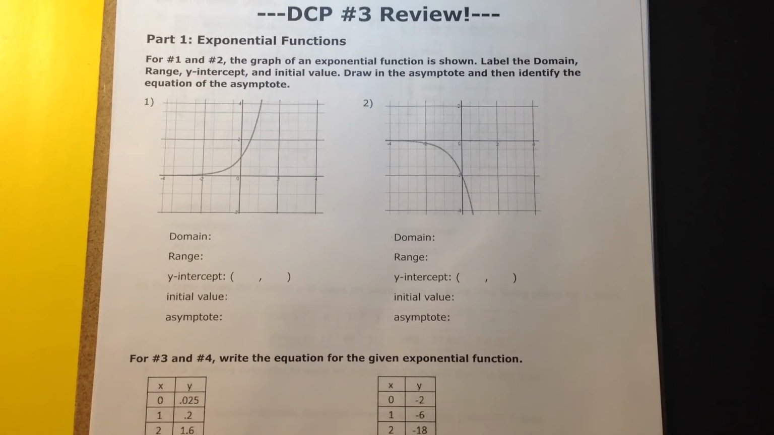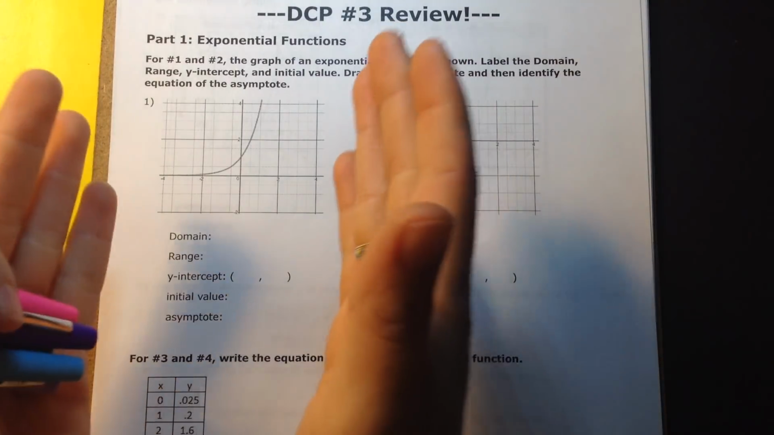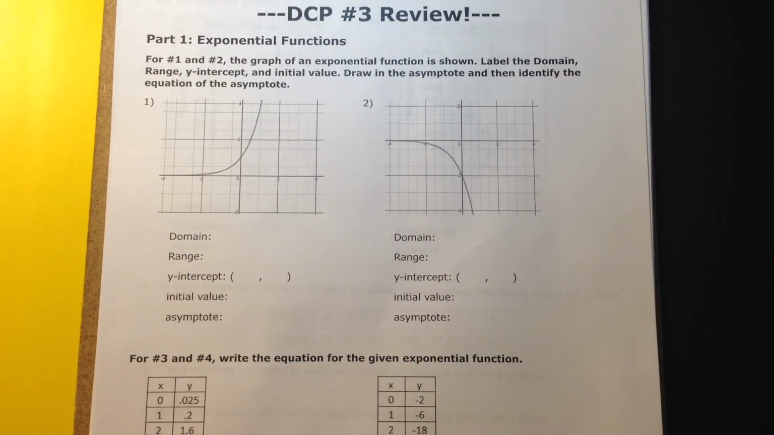To help review for DCP number 3, we have made a review where there's about 2 of each type of question. So I will go over one of the 2 of each type of questions with you and leave the other one for you to do on your own. We'll go ahead and get started.